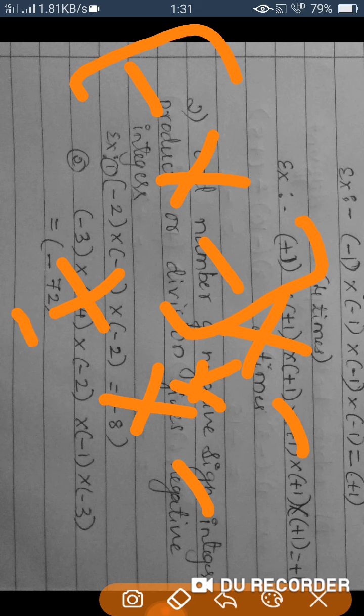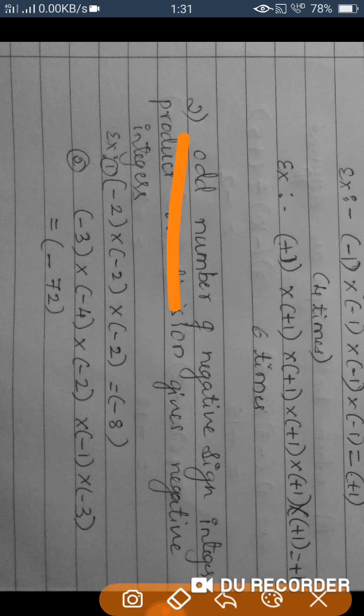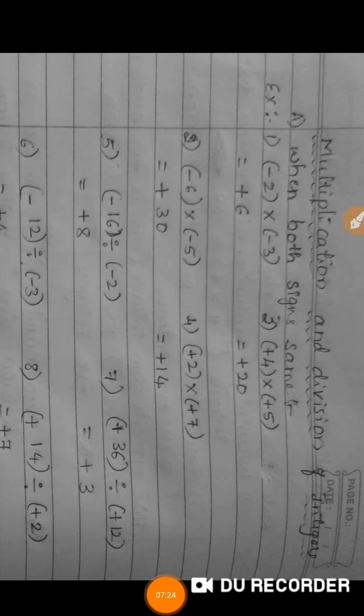So one is positive, one is negative, what is the answer? It gives negative or not? That's why an odd number of negative signs gives negative itself, but an even number of negative sign integers, product or division, gives a positive. I hope you understand. Okay, so go for the examples here.